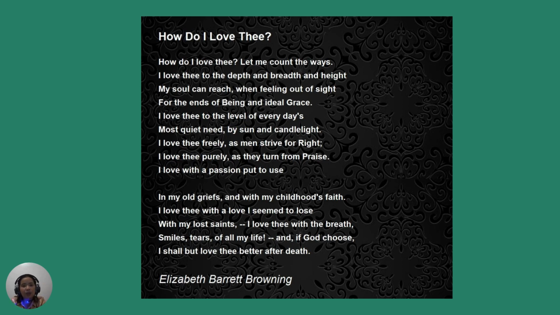How do I love thee? Let me count the ways. I love thee to the depth and breadth and height my soul can reach when feeling out of sight. For the ends of being an ideal grace, I love thee to the level of every day's most quiet need, by sun and candlelight. I love thee freely as men strive for right. I love thee purely as they turn from praise. I love thee with a passion put to use in my old griefs and with my childhood's faith. I love thee with a love I seemed to lose with my lost saints. I love thee with the breath, smiles, tears of all my life. And if God choose, I shall but love thee better after death.